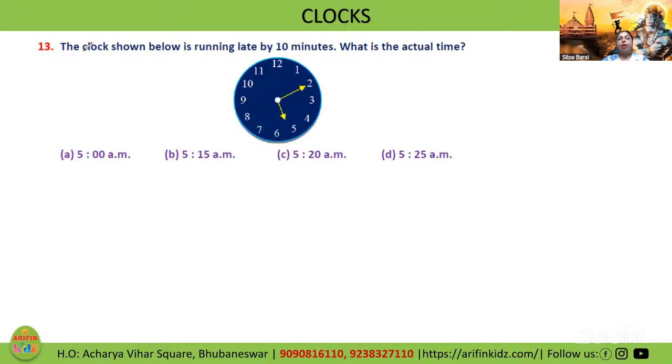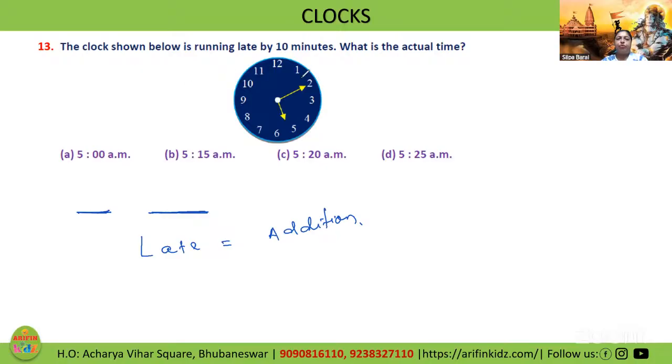Now all of you see, beta, the clock shown below is running late. So the clock is running late with the actual time. Whatever the actual time is, the clock is going late from that. So something is late. So what we have to do? We have to make it a little fast because it is going late. So you will move it a little forward. So always remember when the clock is running late, what you have to do? You have to do the addition. Always remember you have to do the addition. Because something is less, we have to move it forward. Forward means you are doing the addition.